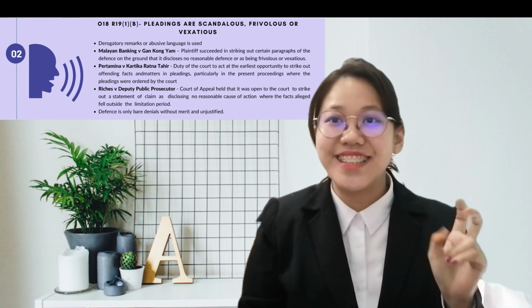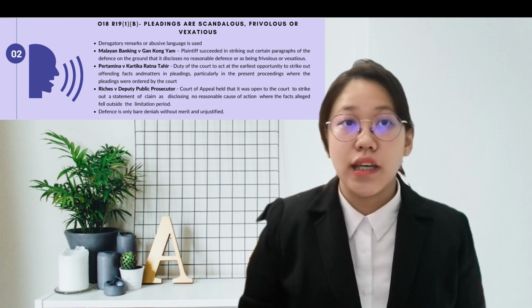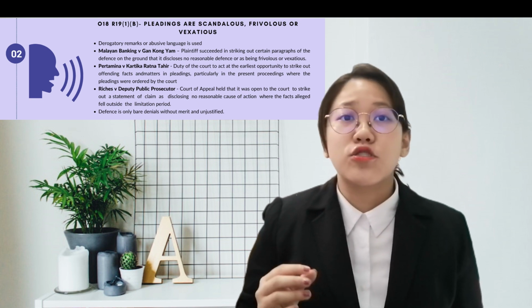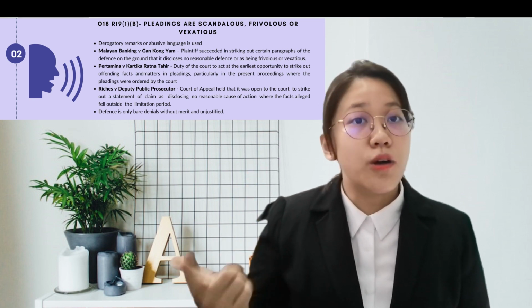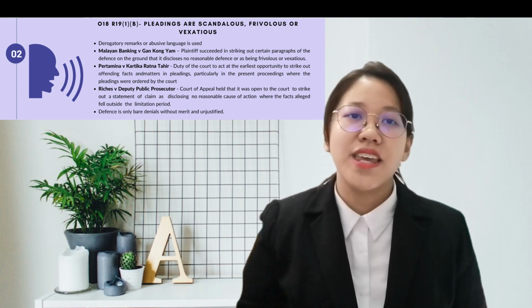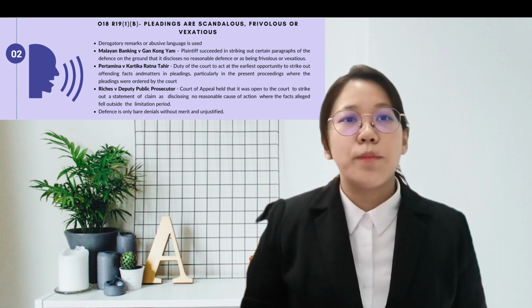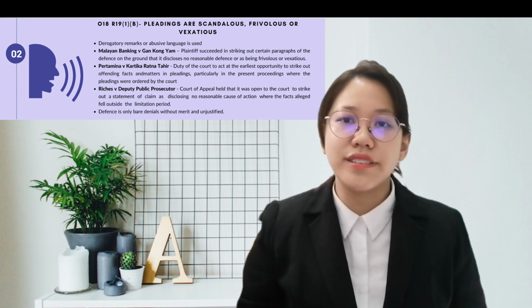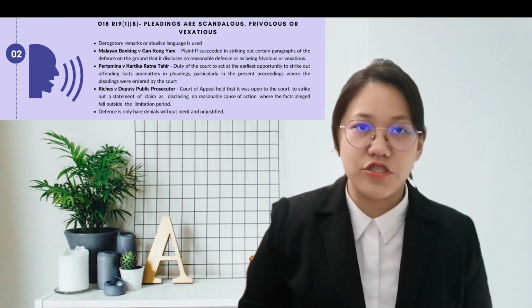The second one is the pleadings are scandalous, frivolous, or vexatious under Order 18 Rule 19(1)(b). These include derogatory remarks or the use of abusive language, and pleadings which are considered to be trivial or annoying. For example, res judicata, wrong party is sued, the defense is a mere bare denial, limitation has set in. This can be seen in the case of Malayan Banking versus Dang Gong Yen, whereby it was held that the plaintiff succeeded in striking out certain paragraphs of the defense on the ground that it does not have a reasonable defense, as being frivolous or vexatious.